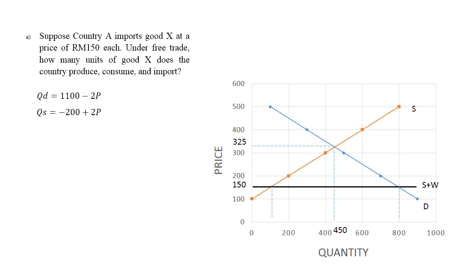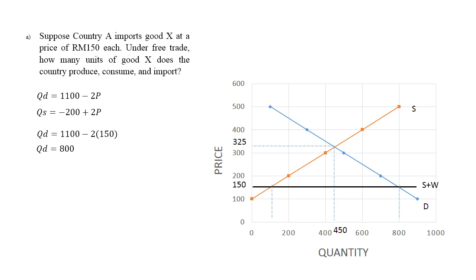Okay, so what you have to do next is just substitute 150 into this function. First we are going to find the number of units of good X that the country consumes, so we have to use the demand function. Just use 150 for this price. So you are going to get 1100 minus 2 times 150. Then you will get quantity demanded equal to 800. So 800 is here. This is how many units of good X that the country consumes.